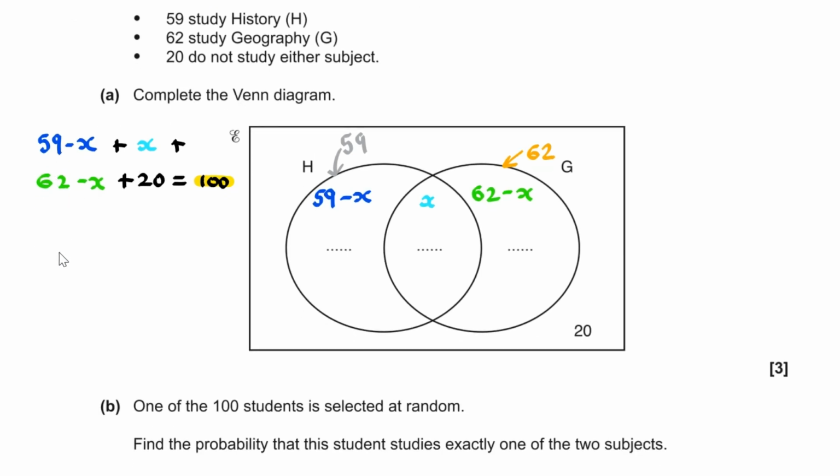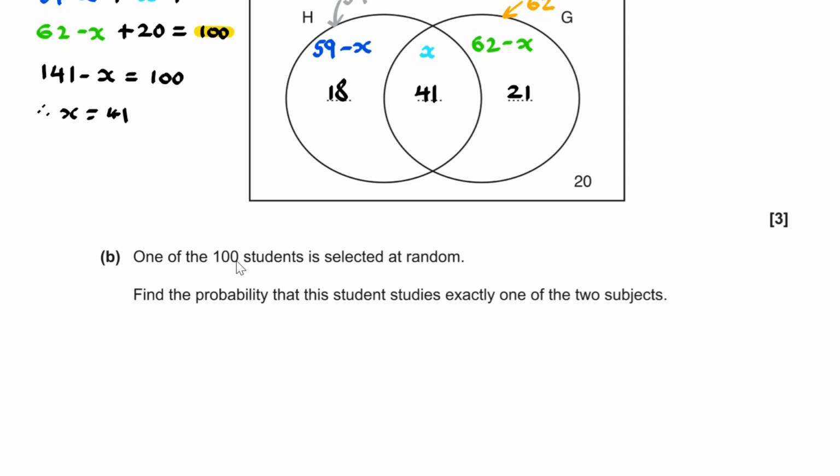Well, 59 plus 62 plus 20, you'd find that to equal 141. So we've got 141 take away X equals 100, and therefore you'd find X to equal 41. So we've got 41 here, and then 59 take away 41, that's 18, so we've got 18 here, and then 62 take away 41, that's 21. So here is our completed Venn diagram.